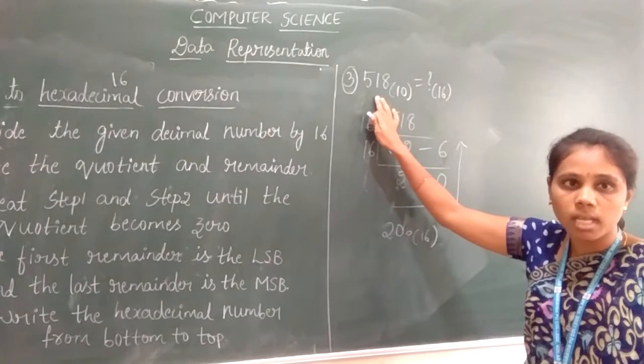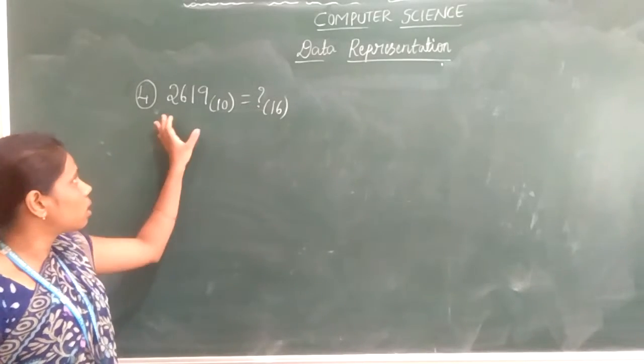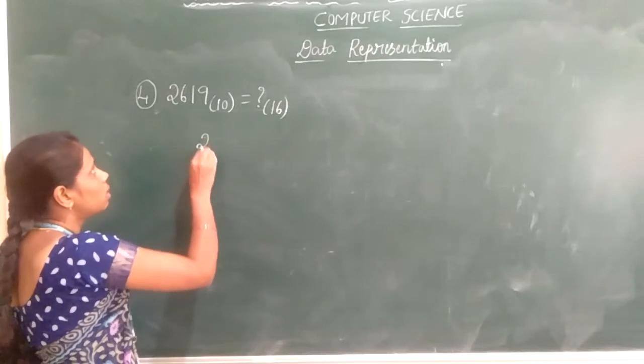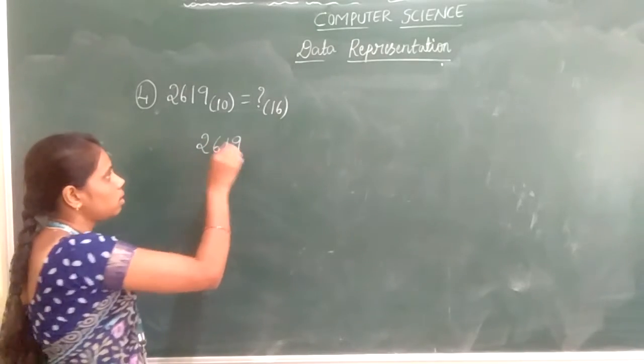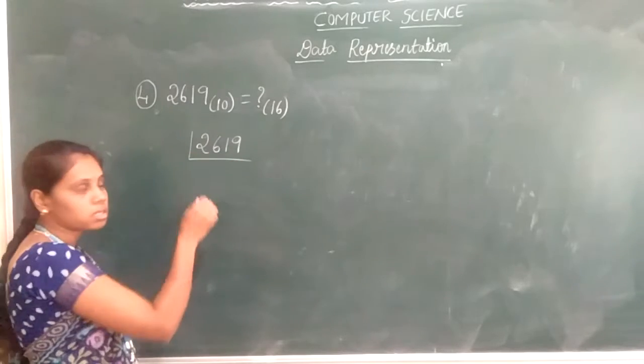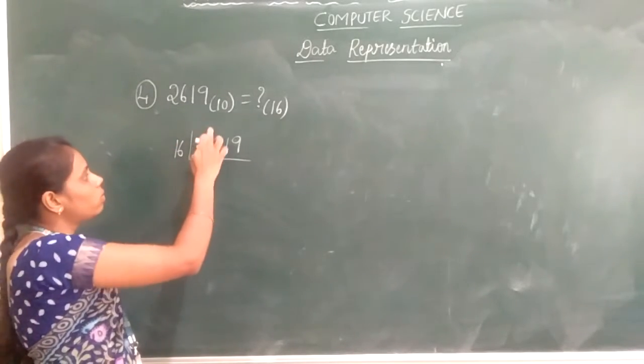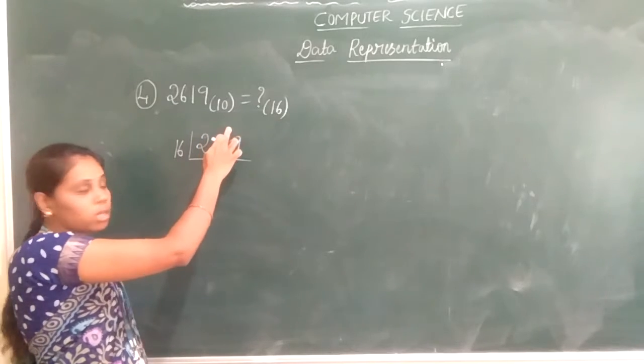Now we will see one more example problem. Consider the number 2619. So this should be converted to hexadecimal. Divide this by 16. So 16 ones are 16. It will remain with 10. It will become 101.